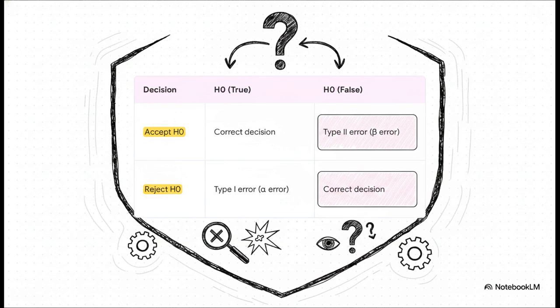Whenever we draw a conclusion from sample data, there is a very real risk that we could just be wrong. If we reject a null hypothesis that was actually true, that's a type 1 error. Think of it as a false alarm. But if we accept a false null hypothesis, that's a type 2 error, kind of like sleeping through a real fire alarm. Believe it or not, the entire field of statistics is practically built to minimize those two specific errors.